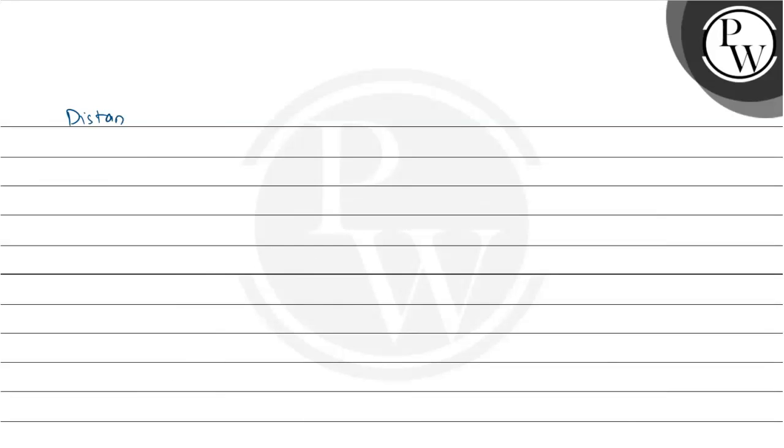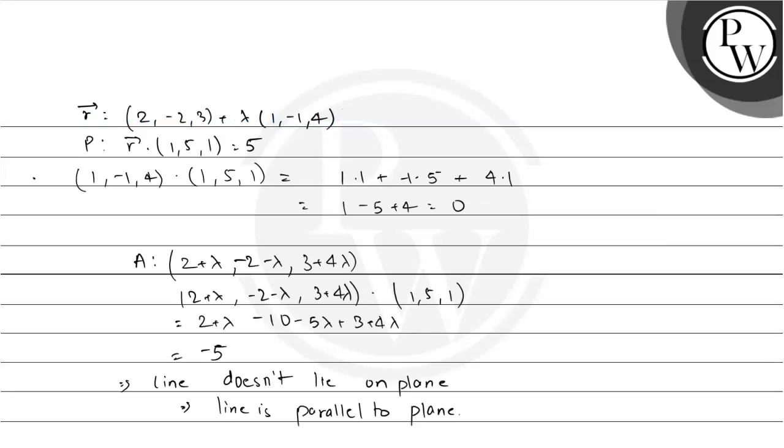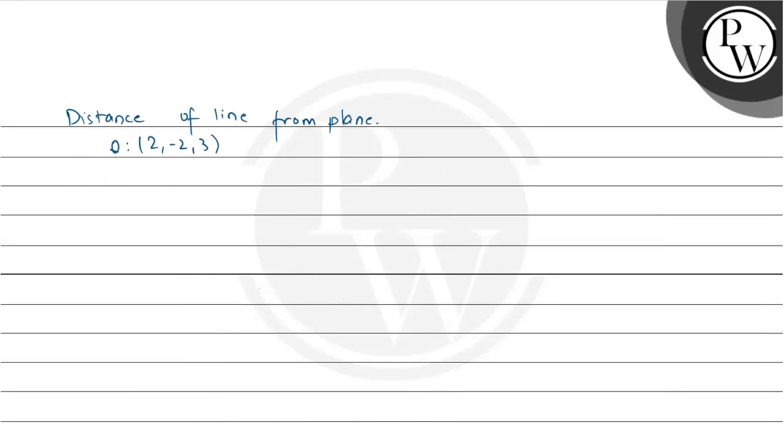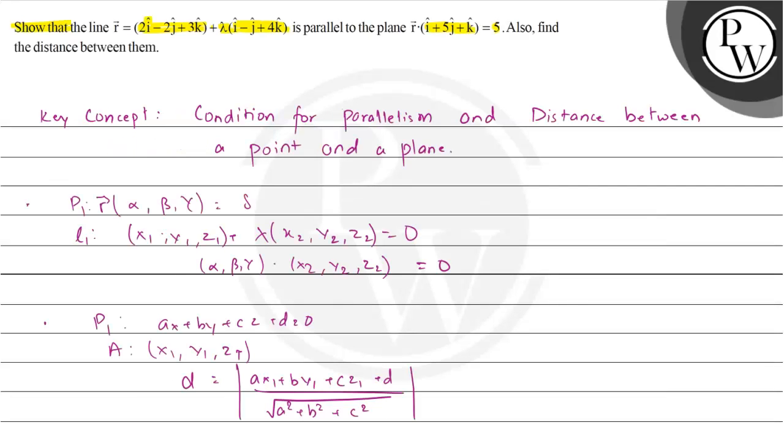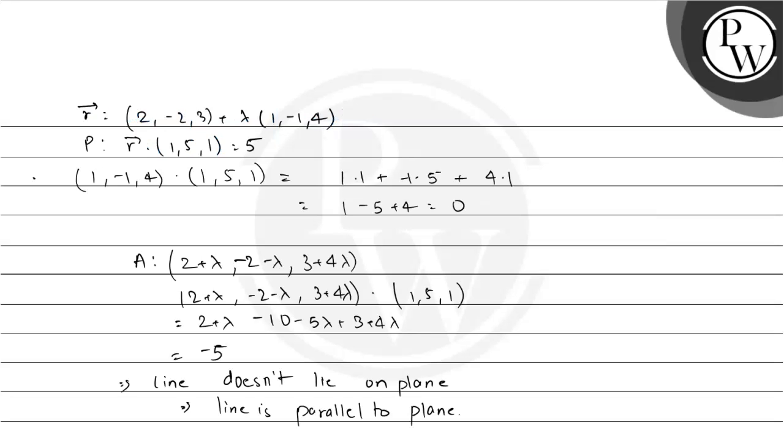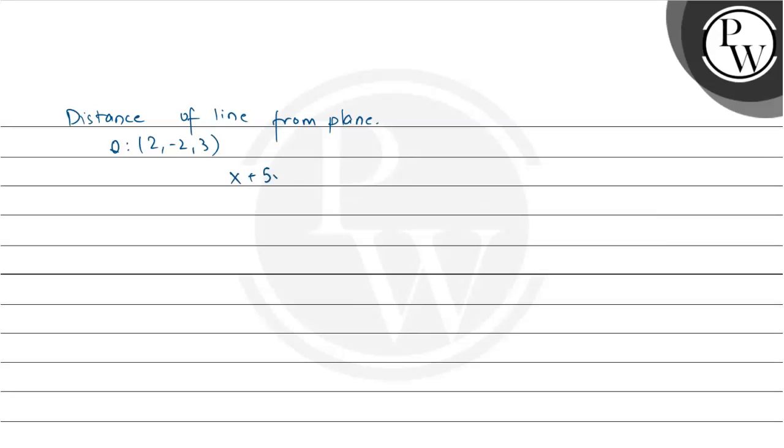and hence the distance of the line from the plane. The point that we are going to be using, let's call that point Q, and it is 2, minus 2, 3, and using this point we'll evaluate our distance using this distance formula, d equal to modulus of ax1 plus by1 plus cz1 plus d upon under root of a square plus b square plus c square, and the equation of the plane is x plus 5y plus z minus 5 is equal to 0.